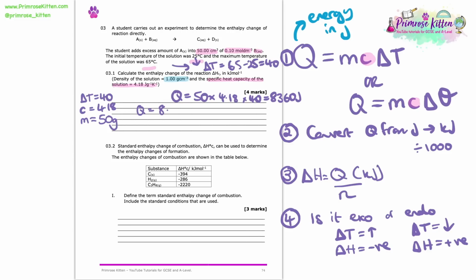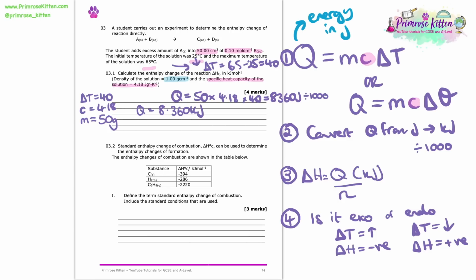So we need to convert that now to kilojoules. So we could say that our Q is equal to 8.360 kilojoules, because the conversion simply involves dividing the joules by 1000. So now we have Q in kilojoules.